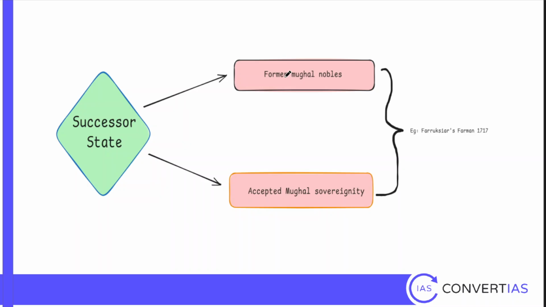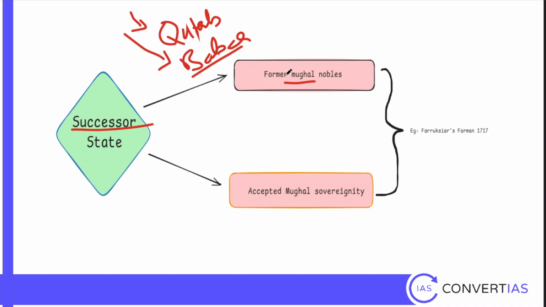Let's see what a successor state is. Now this term is very important, successor. Whom do they succeed? They succeed the Mughals. So every state has to be established by a person, correct? Every empire has to be established by a person. In case of the Delhi Sultanate, it was Qutbuddin Aibak. In case of the Mughal Empire, it was Babur. In case of the successor states, it was different people like Asaf Jah, Nizamul Mulk. But these people were former Mughal nobles or governors. Once they got a lot of power, when they saw the Mughal emperor declining in power, they started establishing independent states. But we call them successor states.